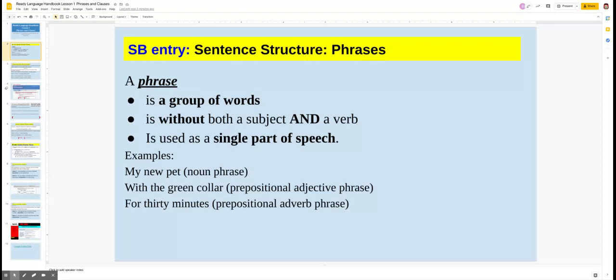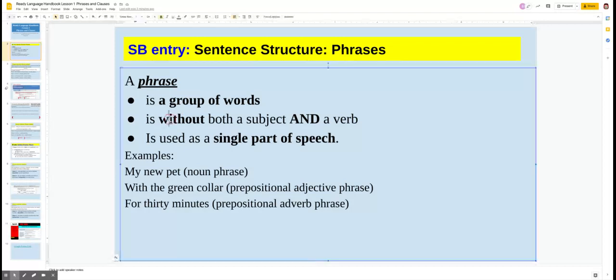So a phrase is a group of words, and it's a group of words that is without both a subject and a verb. Sometimes it has a subject, sometimes it has a verb, or sometimes, guys, it doesn't have either one, and that's okay. It's also used as a single part of speech.